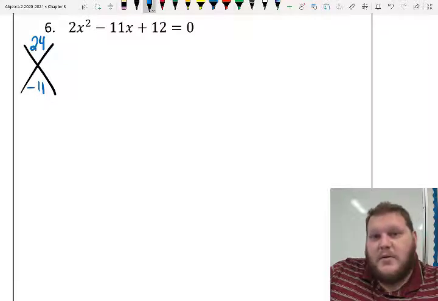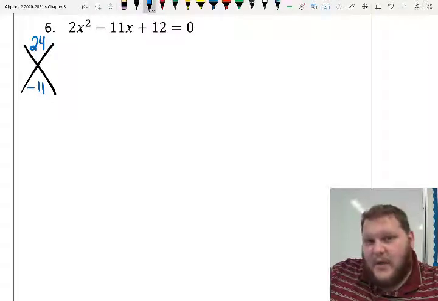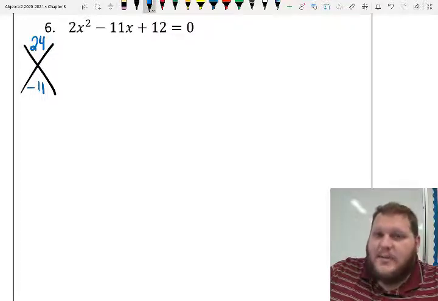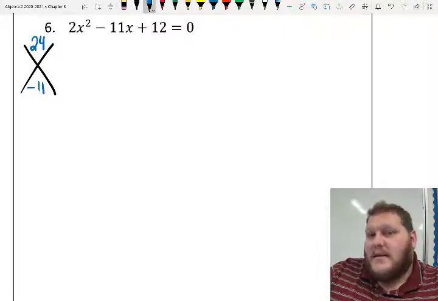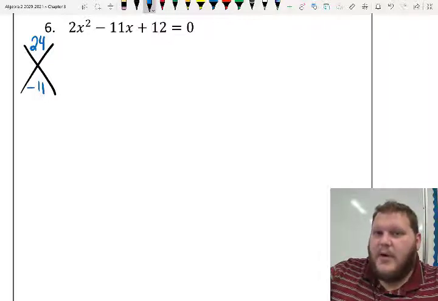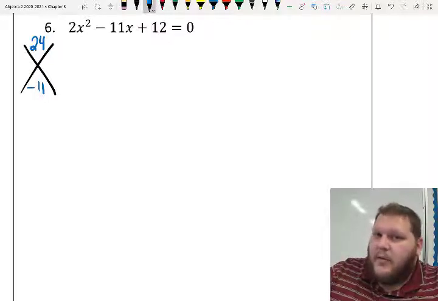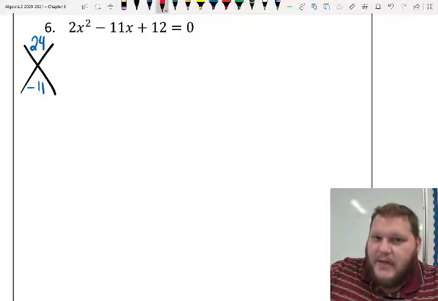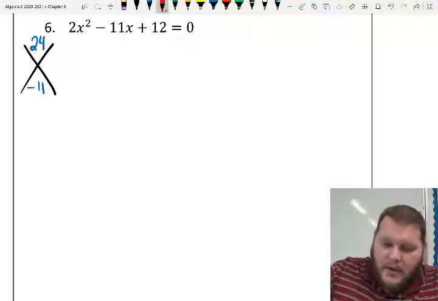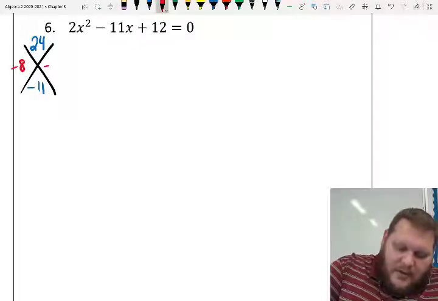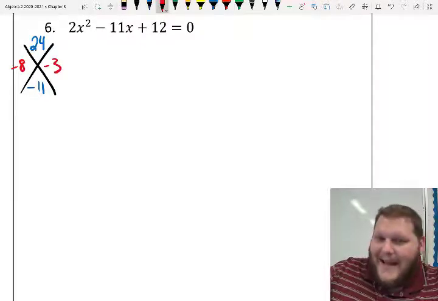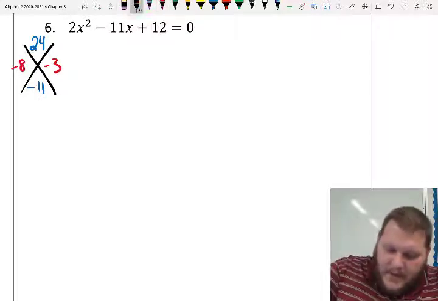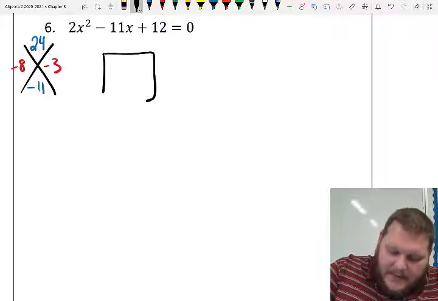I'm trying to figure out what two numbers multiply together to give me a positive 24, but add up to a negative 11, which the only way that that's going to be possible is if both of them are negative, because a negative times a negative would be a positive number, but a negative plus a negative number would be a bigger negative. So really you're just looking at what two factors add up to 11 that multiply to get 24, which in this case would be 8 and 3. So negative 8 and negative 3 multiply to give me 24, but add up to negative 11. So now I can go ahead and make my box.